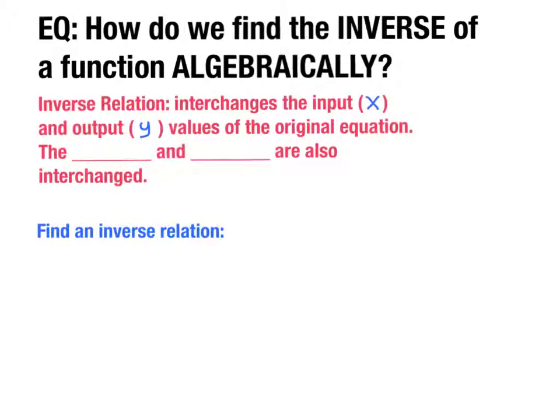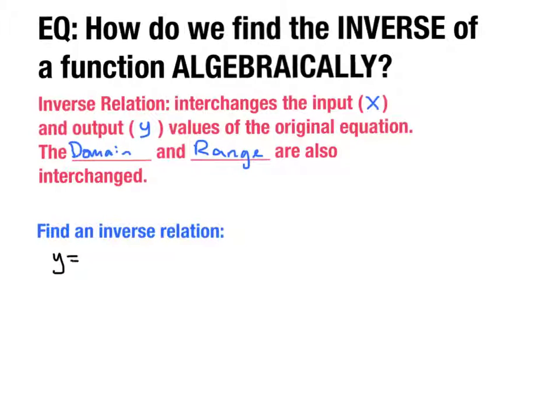Whenever you swap your input and output, then your domain and range are also going to be interchanged. So this is the domain and range. Basically, the domain of your original function will be the range of the inverse, or the range of your original will be the domain of the inverse. Okay, so we're going to find an inverse relation for this function.